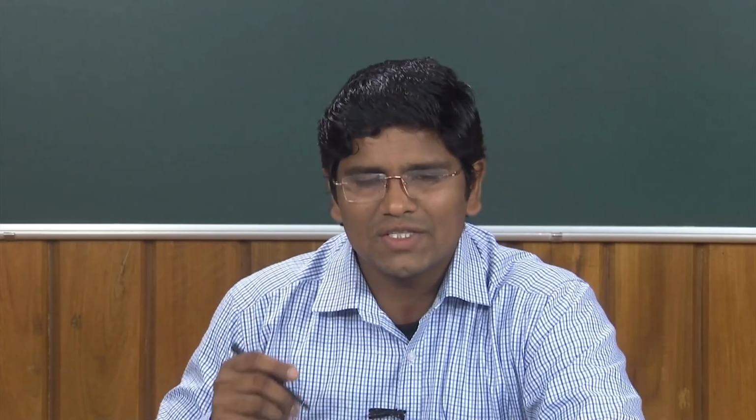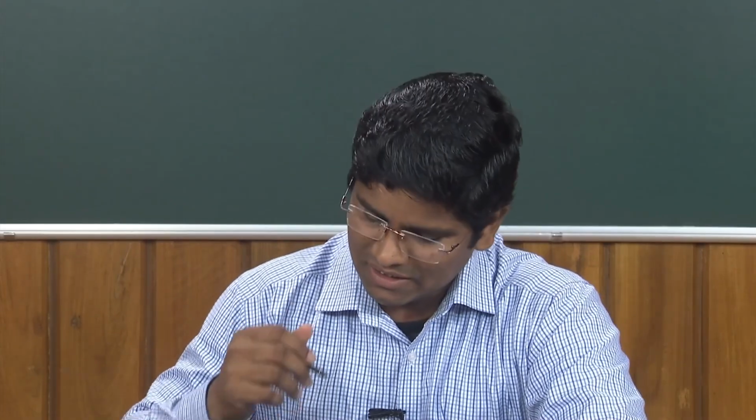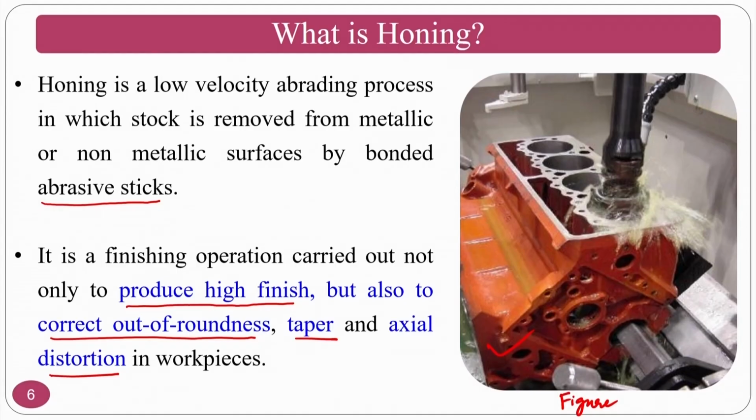What I want to say is, a honing process can not only produce the required surface finish, it also corrects out of roundness, taper, and axial distortion, as well as generates crosshatch patterns. So we will see all these things in the upcoming slides.